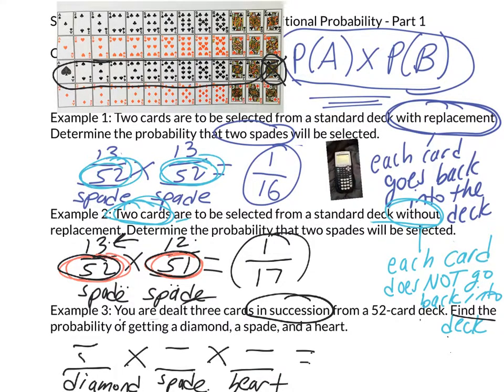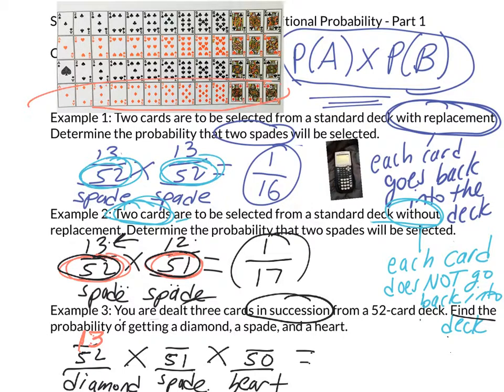So we have 52 total cards. After we draw one of those, we'll be down to 51. After we draw one of those, we'll be down to 50. Okay, so let's use the labels of my underlines here to figure out the numerators. So card number 1, we want a diamond. There are 13 diamonds in a deck of cards. So you have a 13 out of 52 chance at scooping up a diamond.